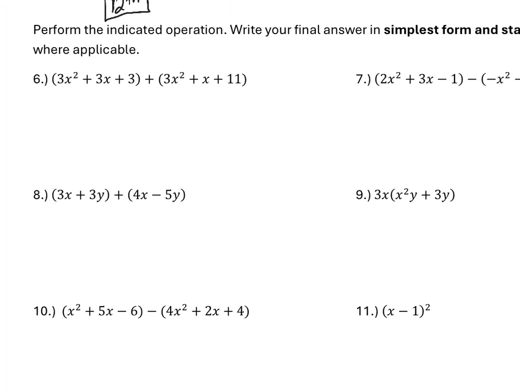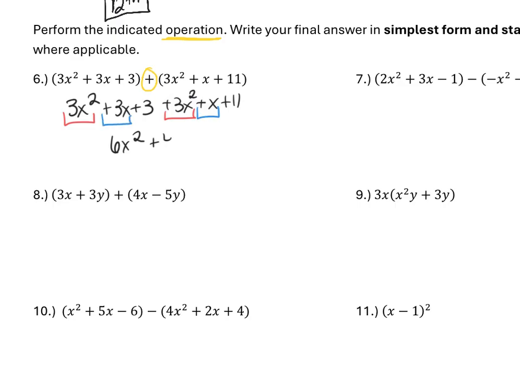All right, now we're getting to operations. So be super careful that you're watching the signs and the operation symbols. So are you adding, subtracting, multiplying, or dividing? Make sure you do the right thing. This is addition. So we are going to just remove the parentheses from all expressions. So remove the parentheses and then combine, oops, I forgot the x squared here. Combine like terms. So 6x squared plus 4x plus 14.